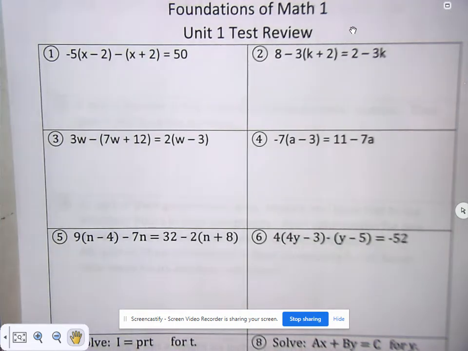All right, so I had quite a few people absent today, so I want to make sure I go through the review so that you have full access to that for your test tomorrow. Okay, so this is a Unit 1 test. It's basically covering all equations, inequalities, and literal equations. Okay, word problems as well.